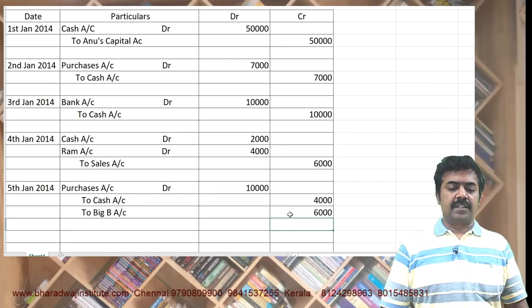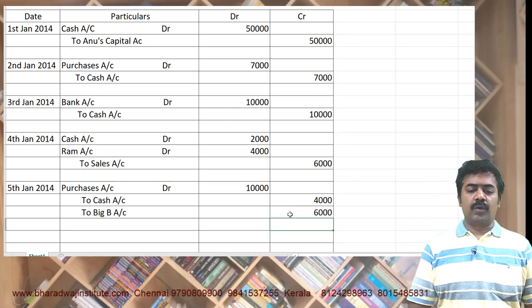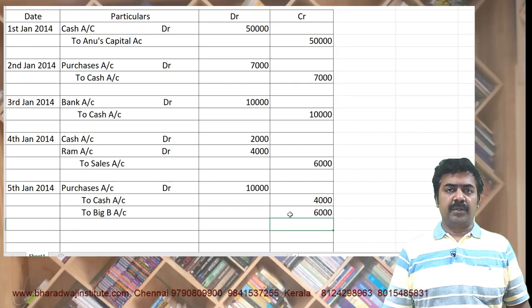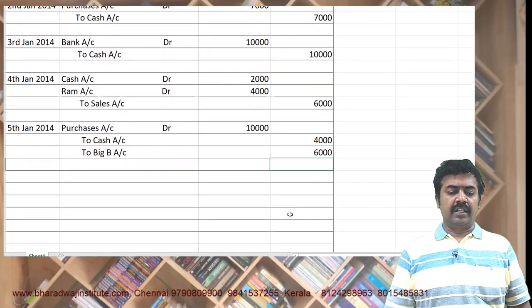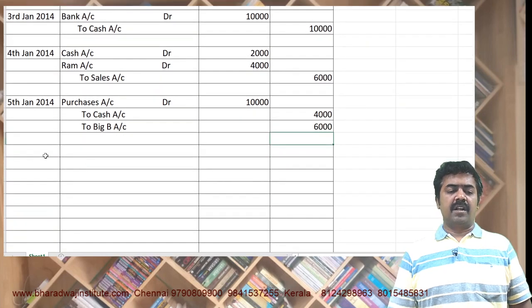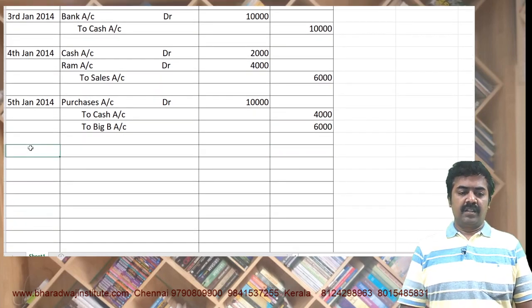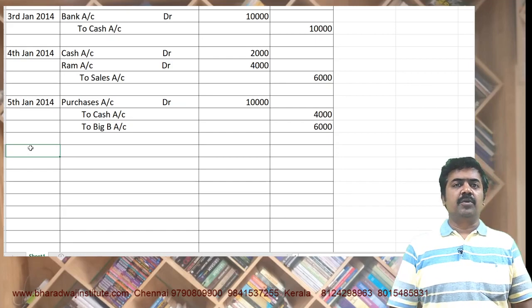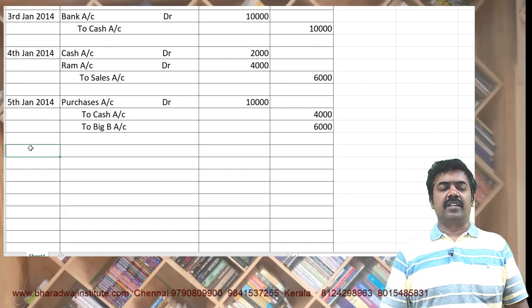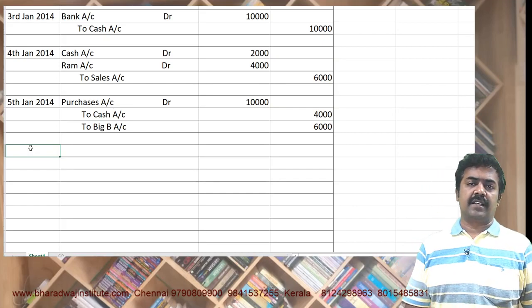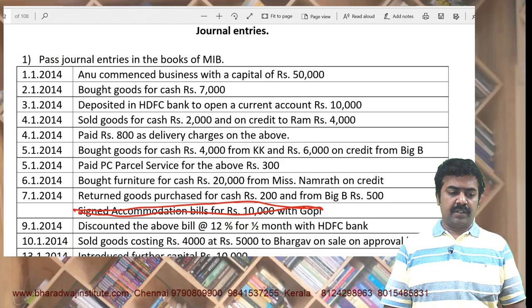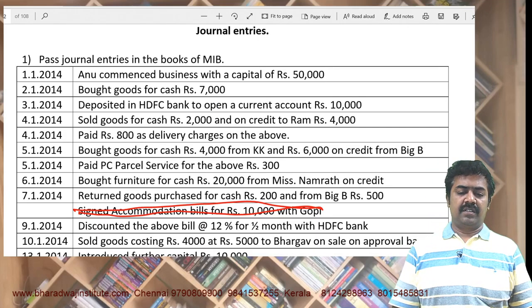Simple. Debit all expenses and losses. So the purchases account was debited, to cash account, credit what goes out, then to Big B account for the credit purchases. You can pass two separate entries also for this. You will give narration, being goods purchased for cash and for credit, like that. You can give a short detail about the transaction. That is called as what? Narration.